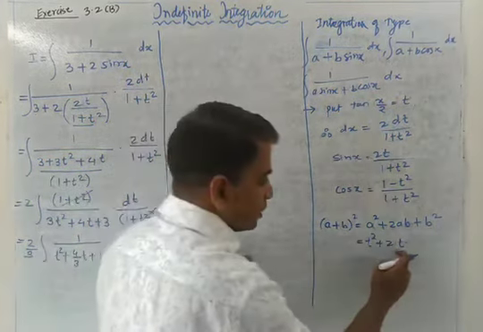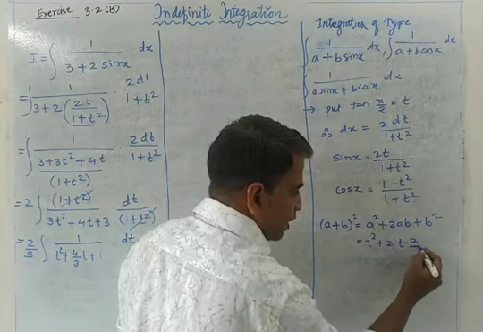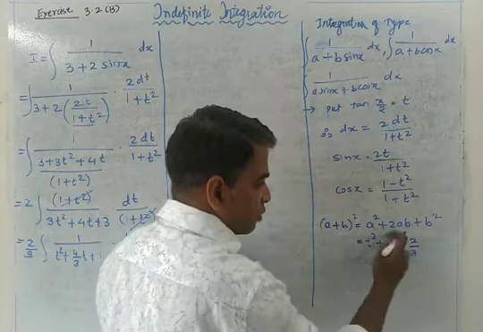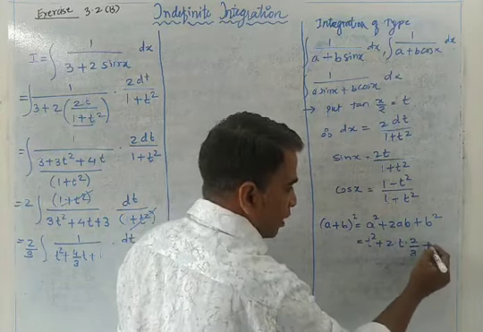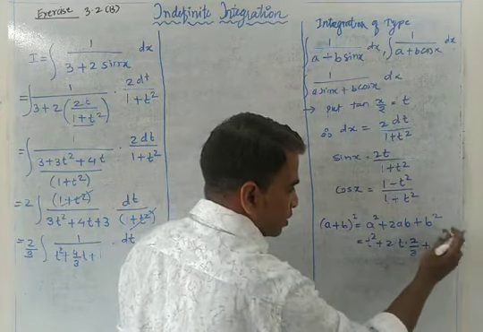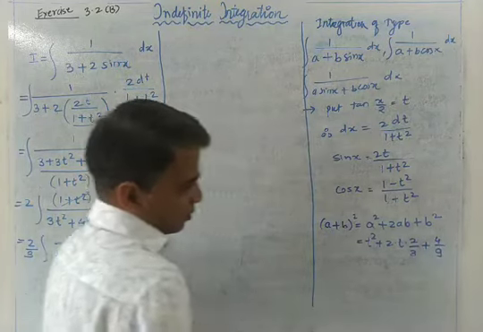So 2t is already there. So when it becomes 4 by 3, when we multiply with 2 and divide with 3, that time the total multiplication becomes 4 by 3t. So the value of b we got is 2 by 3. So what is the value of b square? 4 by 9. Get that?